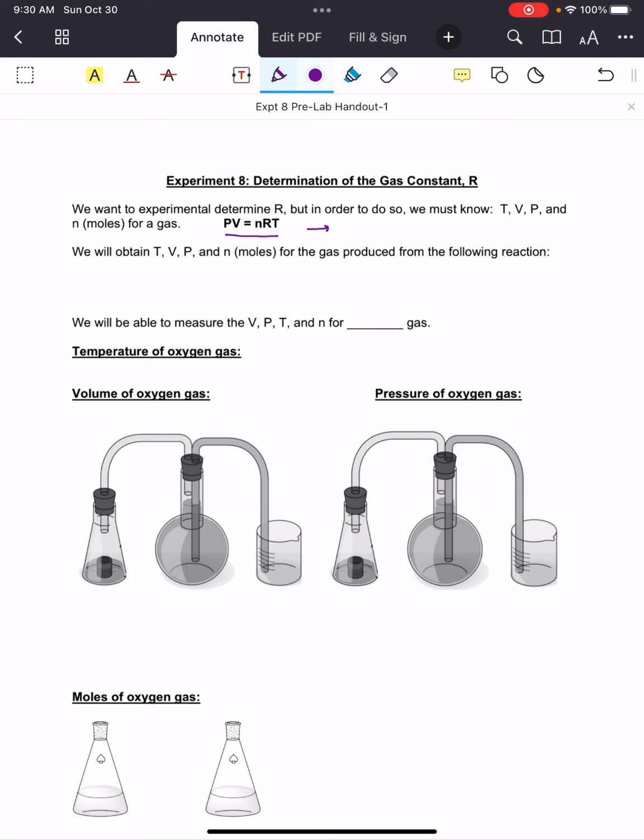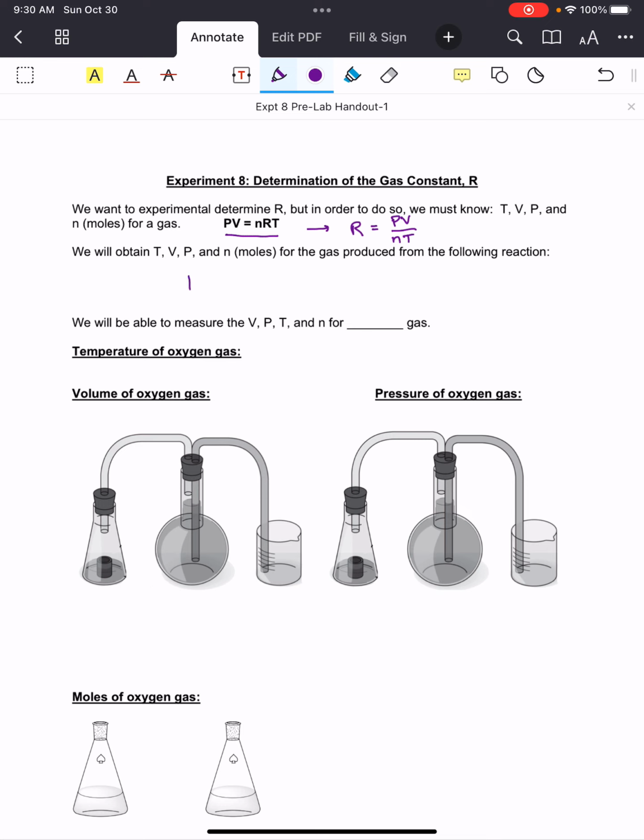And if we rearrange this equation, we can solve for the gas constant R and say that it's equal to the pressure times the volume over the moles times the temperature. So in order to be able to solve for the gas constant R, we need to obtain information about our four variables, pressure, volume, moles, and temperature, from a reaction.